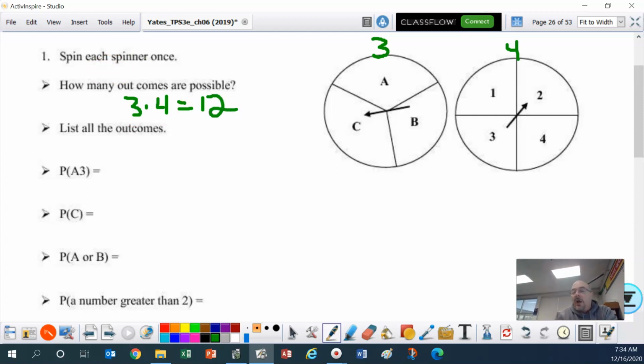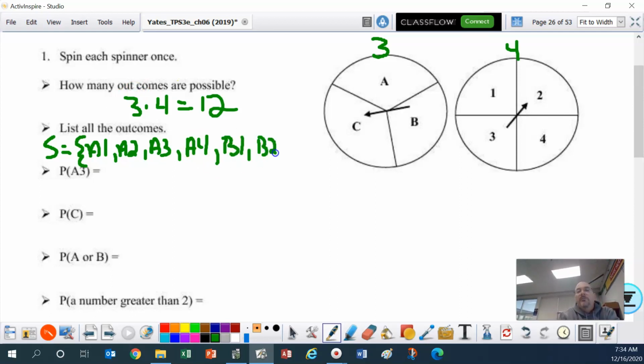List all the outcomes. That's not that hard to do, folks. It's only 12. If I do this as a sample space, I do it like this. That would be A1, A2, A3, A4, and so on. Again, if I go too fast, pause, rewind.